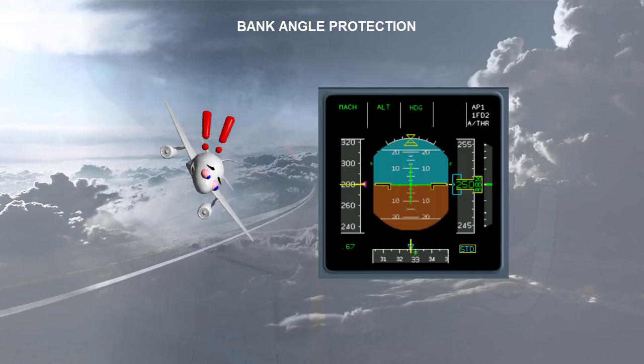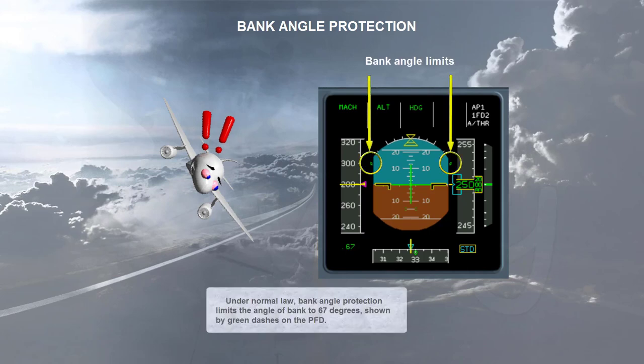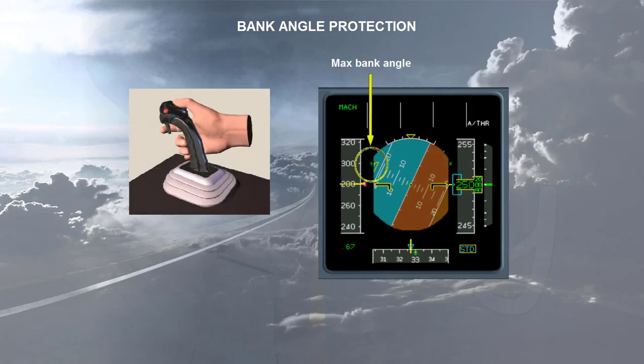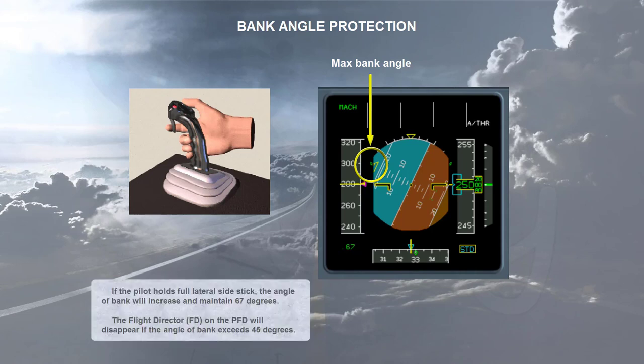Under normal law, bank angle protection limits the angle of bank to 67 degrees, shown by green dashes on the PFD. If the pilot holds full lateral side stick, the angle of bank will increase and maintain 67 degrees. The flight director, FD, on the PFD will disappear if the angle of bank exceeds 45 degrees.